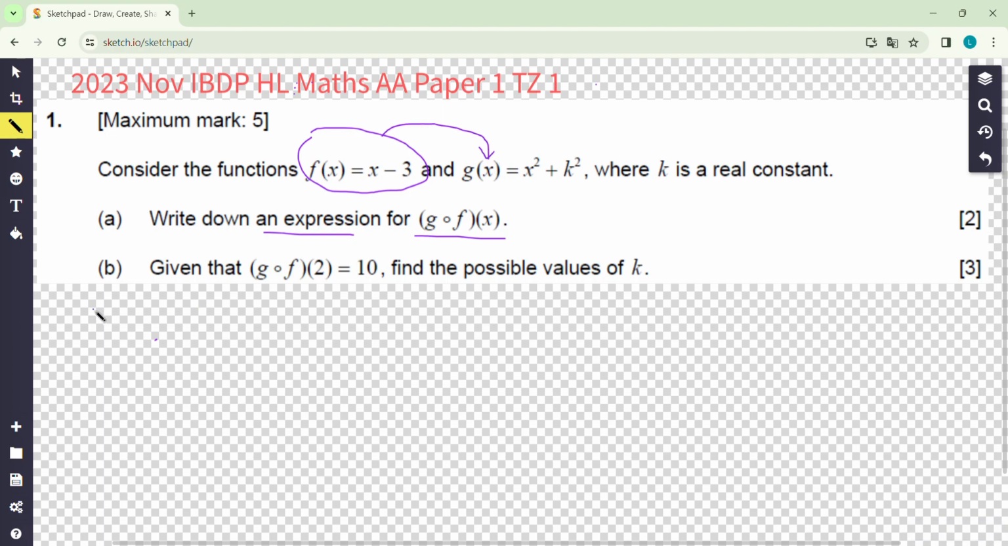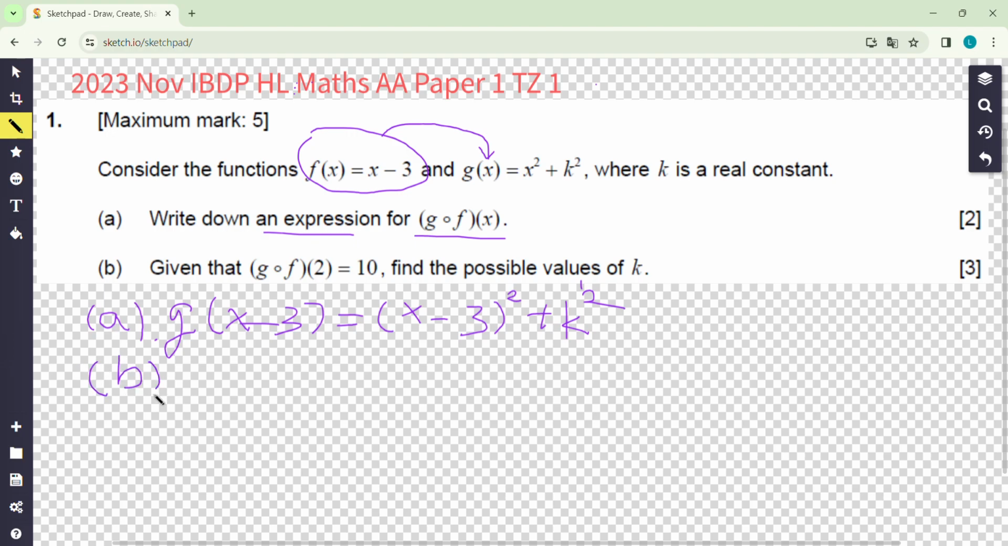Try to do it. Yes, that's it. Just substitute x minus 3 inside, and the result will be (x minus 3) all squared plus k squared. Remember, you need to simplify it and test the result, because it doesn't ask which kind of expression you need to give.